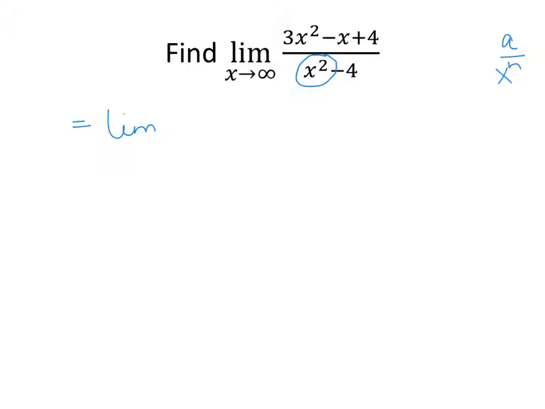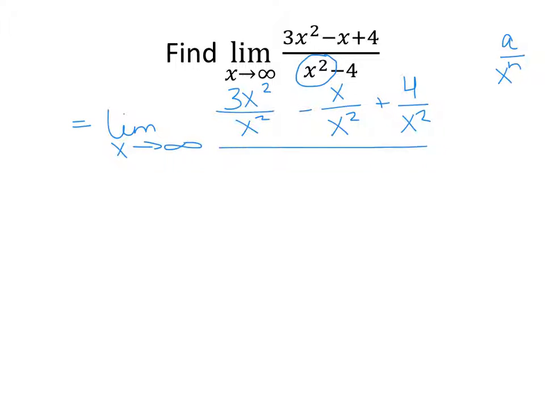So this is the limit as x approaches infinity. I have 3x squared divided by x squared minus x divided by x squared plus 4 divided by x squared all over x squared divided by x squared minus 4 divided by x squared. Now, all I'm doing is making this look different. I am not changing the equation because I'm doing the same thing to each term. I'm essentially multiplying that whole expression by x squared over x squared, which is equal to 1. So that's why nothing's changing.